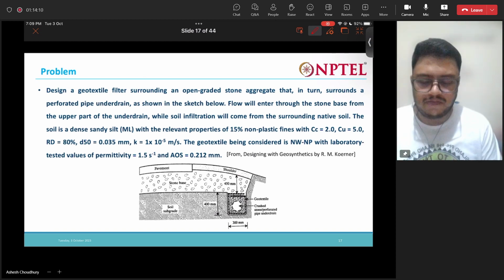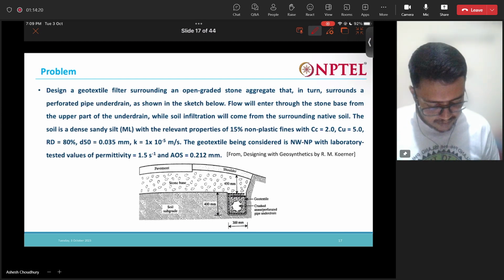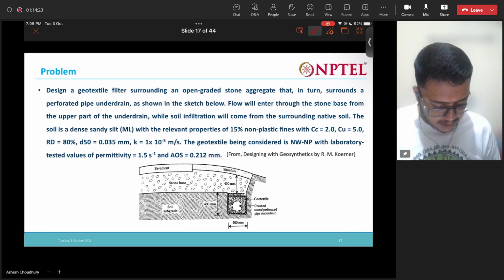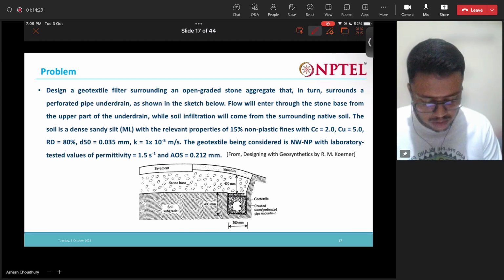Design a geotextile filter surrounding an open graded stone aggregate that in turn surrounds a perforated pipe under drain, from the sketch below. So here you can see you have a perforated pipe under drain, then you have crushed stone over it, and surrounding that you have geotextile.